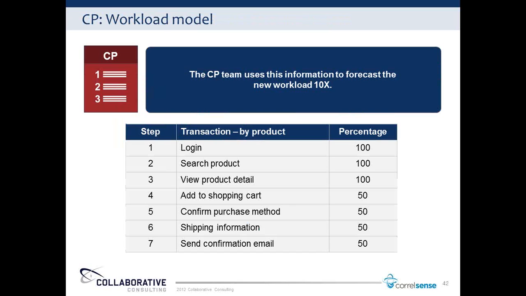And here's a high view of the workload model the performance team puts together: who are logging in. They'll search, they'll view a product detail 100% of the time. 50% of the time, they're going to add it to the shopping cart and confirm the purchase. So that gets to the conversion rate on your website. So for this new marketing event, has the marketing team changed the conversion rate? If your current conversion rate is 10%, are they expecting something vastly different than that, which is going to exercise the system differently than it is today? So it's very important to know that.